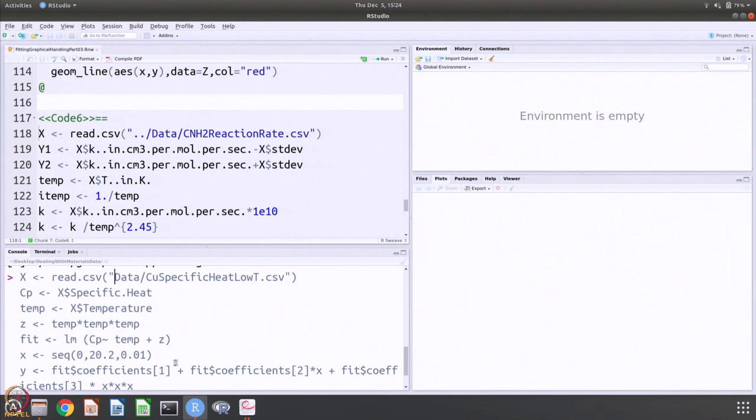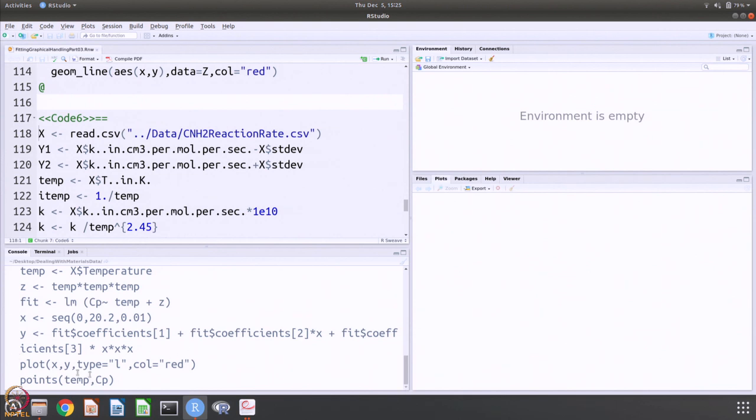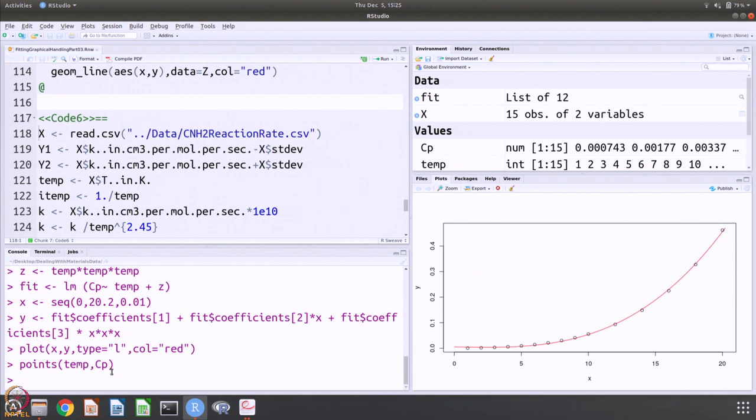And we are going to generate a sequence of numbers from 0 to 20.2 in steps of 0.01 and use the fitted coefficients to calculate A plus Bt plus Ct cube. Once we have that, we are going to plot that in red color, and we are going to plot the points that we have got from the experiment. So you can see that you have the data and the curve goes through very nicely.